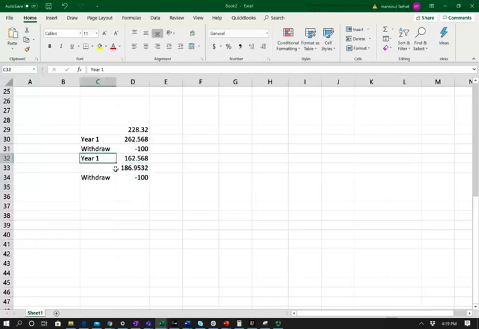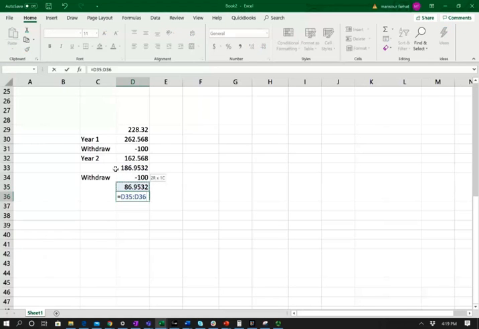Let me just say this is year two. Then you're going to withdraw $100 of that money. Then at the beginning of year three, you're going to have $86.95. And this money is going to grow at 15% as well, 1.15. And you will withdraw $100 and you will have zero. And the balance is technically zero.